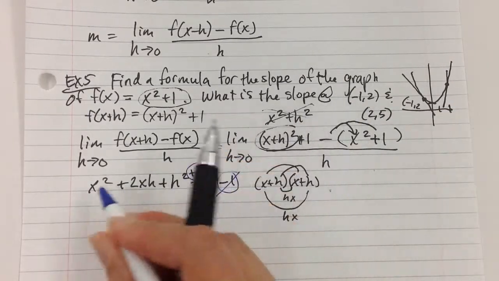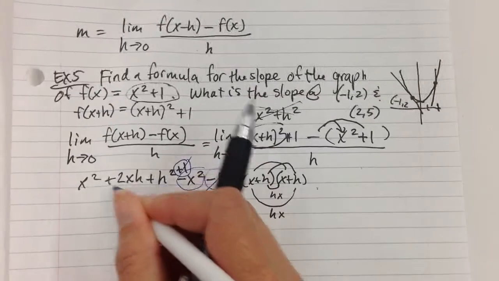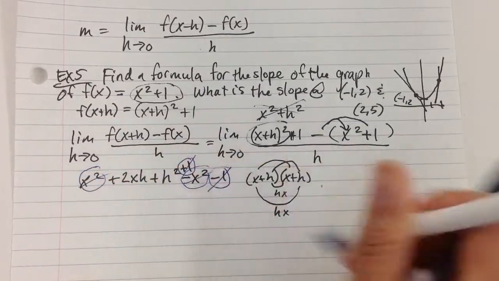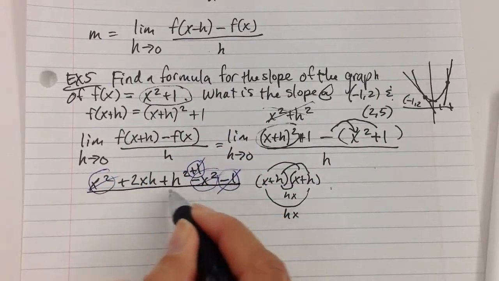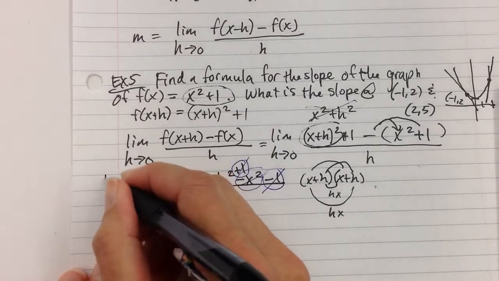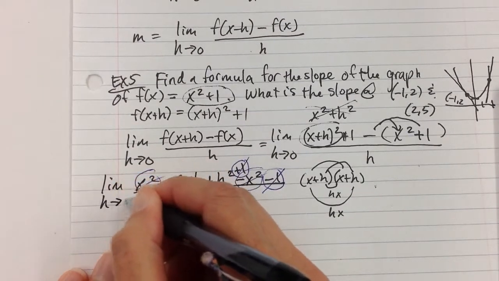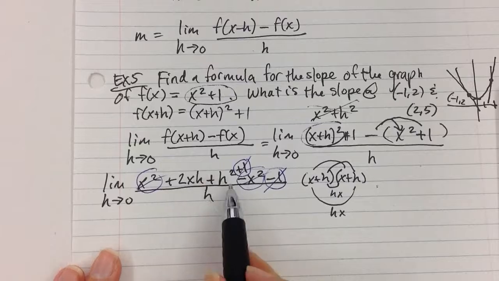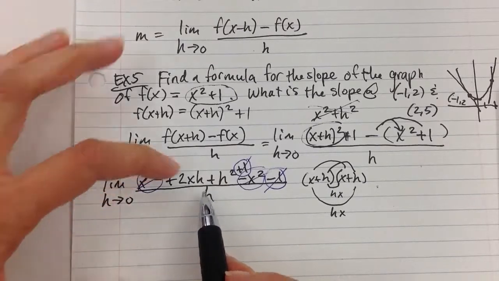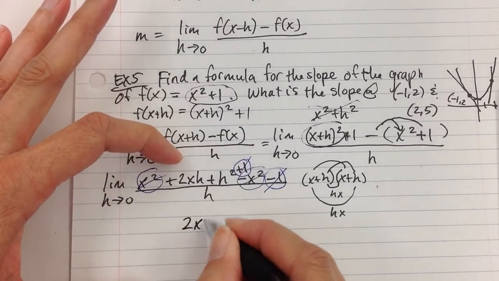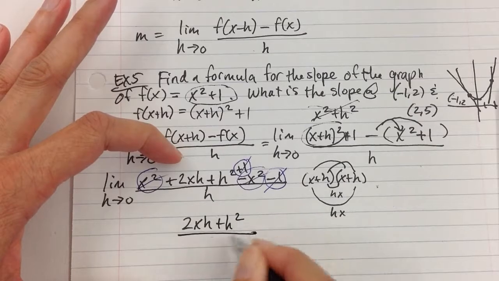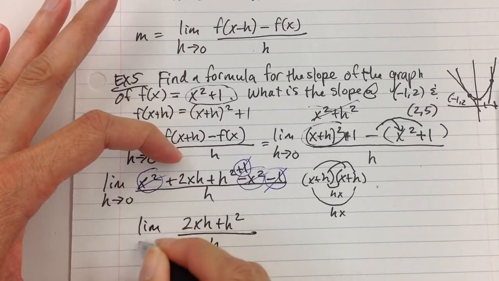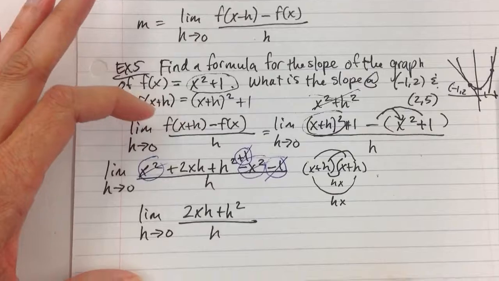This minus x squared cancels with that x squared. I forgot to put over h as well. Got excited and started canceling stuff. So limit as h approaches 0. Now I have a bunch of h's left, which is good. So I have 2xh plus h squared all over h as the limit as h approaches 0.